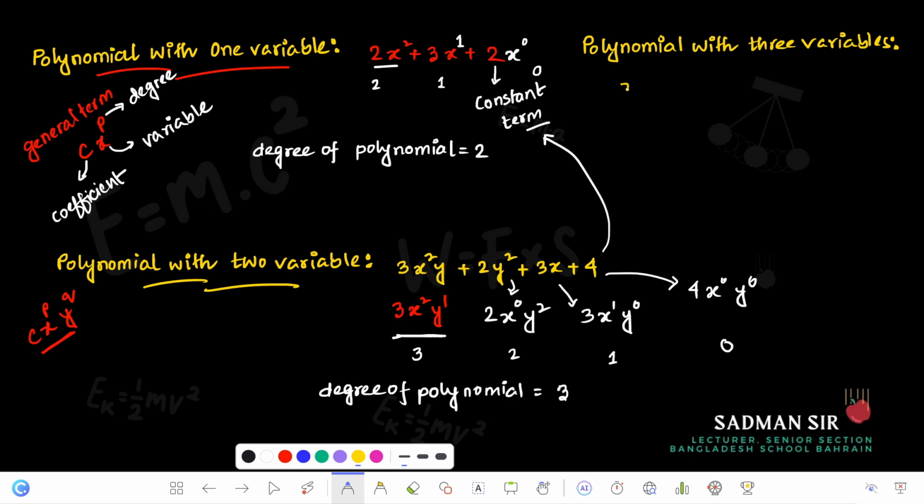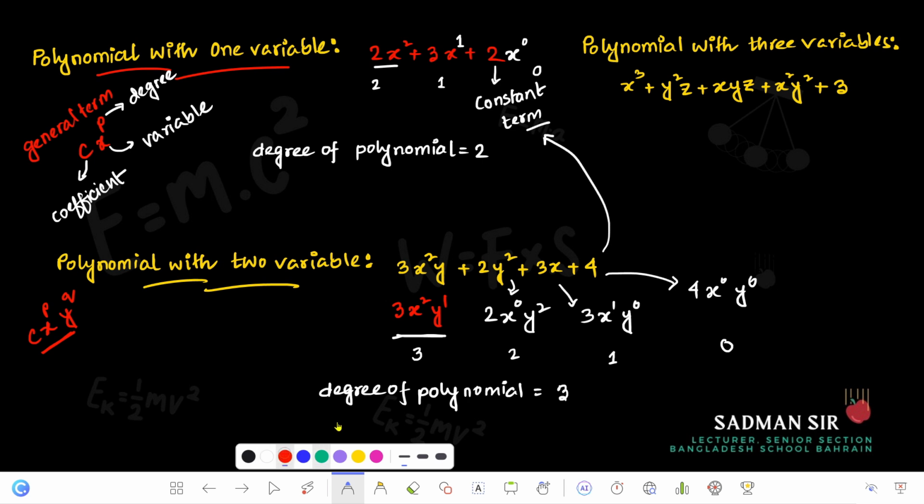Okay, so I think you can write on your own: x cube plus y square z plus xyz, then x square y square plus maybe 3, something like that. Anything. It can be a polynomial with three variables.